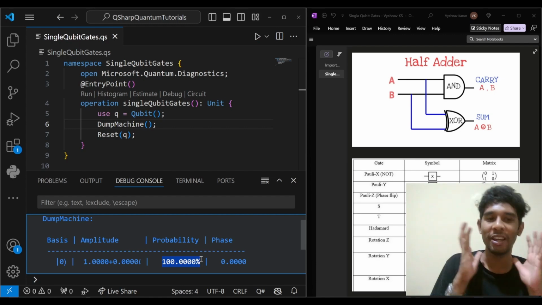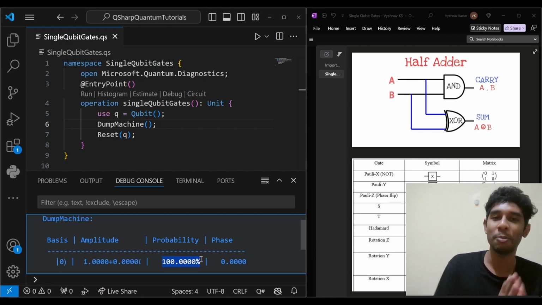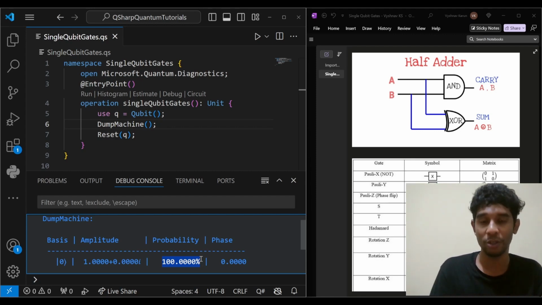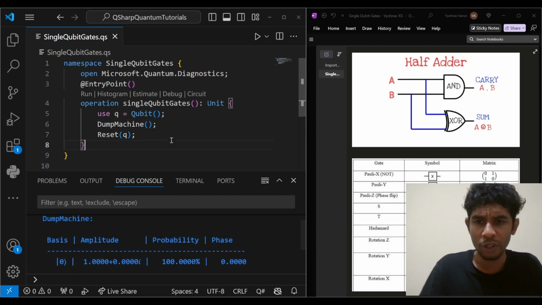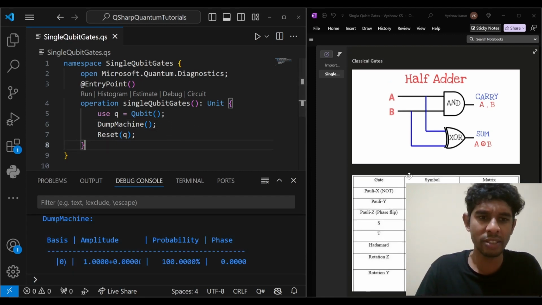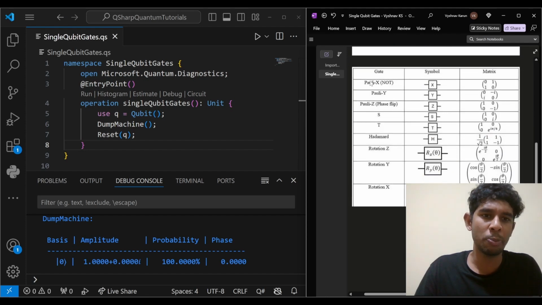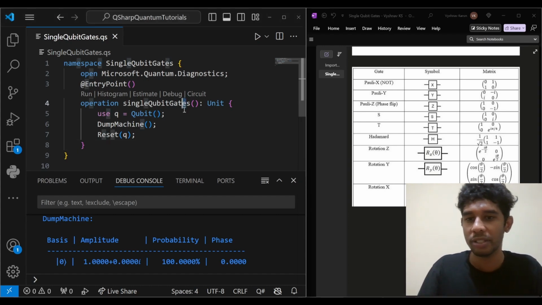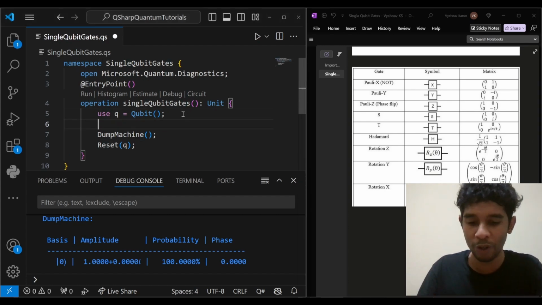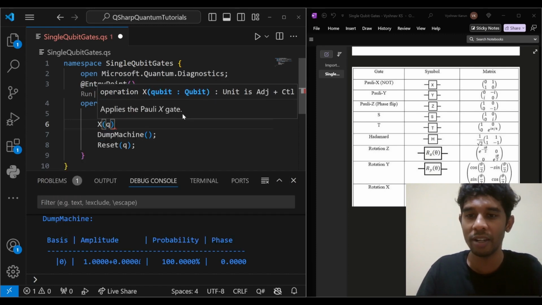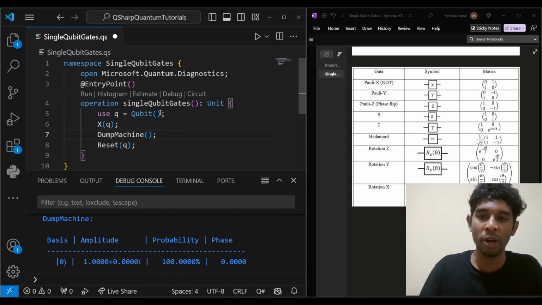Now let's get to the really fun part, and let's start applying our single qubit gates. So the first gate that we're going to apply is over here above my head, which is the Pauli X gate or the NOT gate, which is analogous to the classical NOT gate. So even before talking about it, let me just apply the Pauli X gate to our qubit.